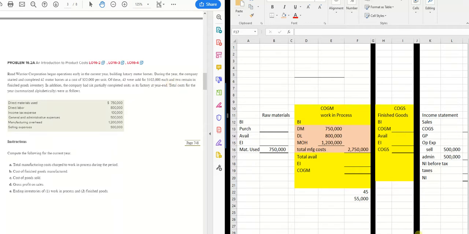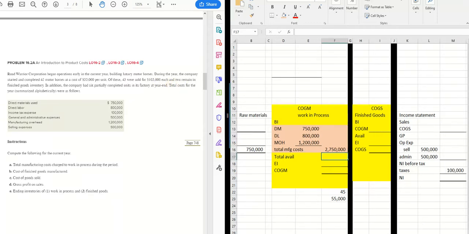So now I can go to my income statement, and I know that I sold 43 times. Okay, so there's my sales. And the two remaining in finished goods inventory. So ending inventory for finished goods ought to be 2, but don't take them times the 105,000, because that's what I sold them for. That's not what they cost me. So notice they cost me 55. So there's my ending inventory.